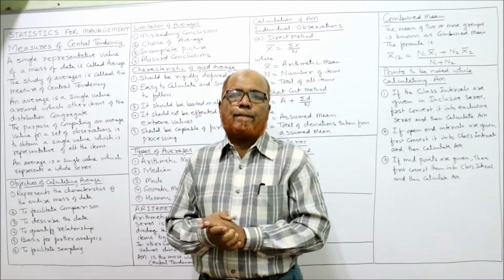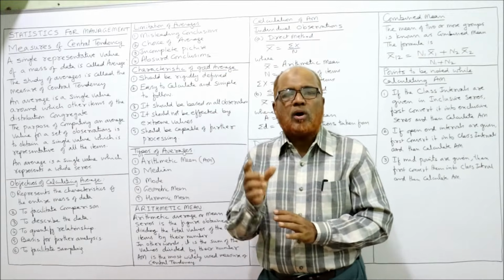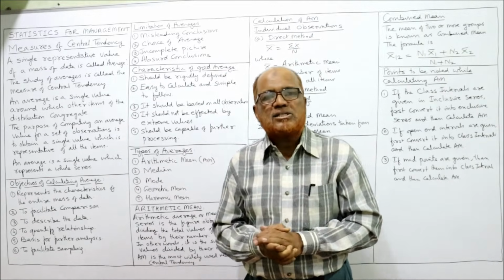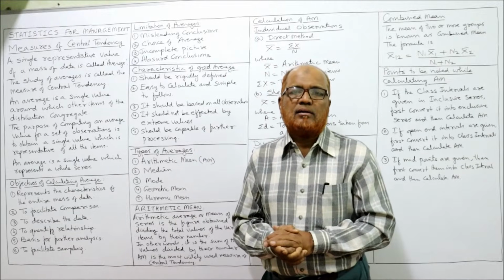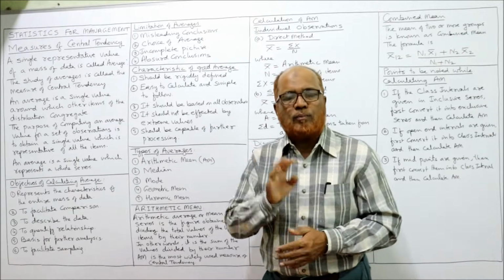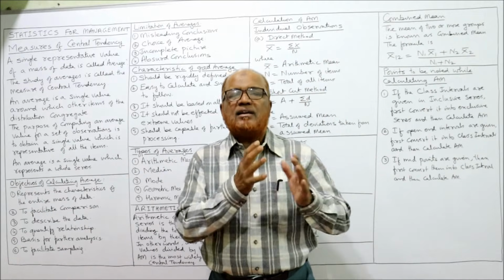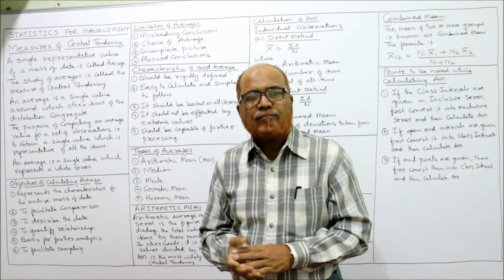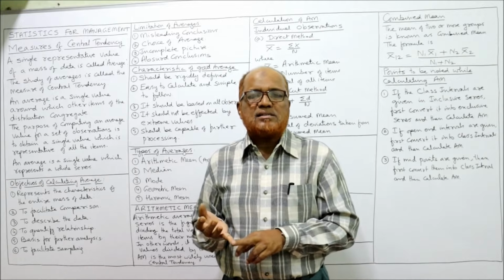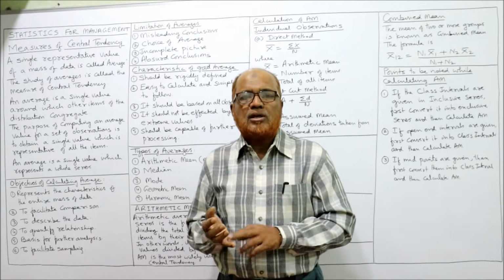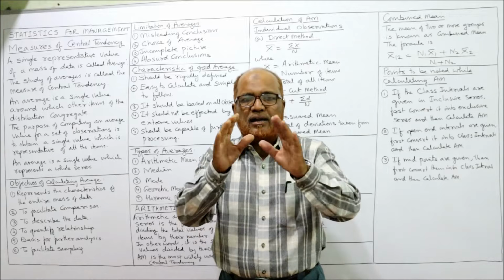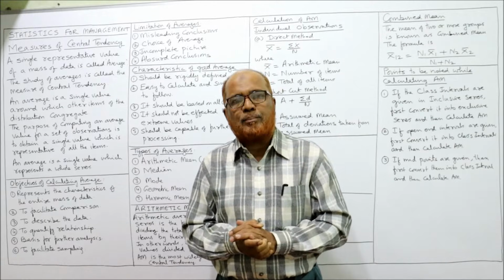Unit number 4, t-test, small sample test, chi-square test and analysis of variance, ANOVA. These are the topics in unit number 4. Last and final unit, unit number 5, correlation analysis, regression analysis and time series. So these are the different topics under different units I'm going to cover up.